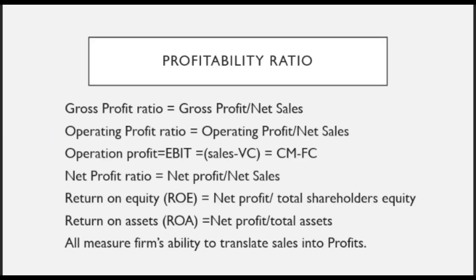Profitability ratios. Gross profit ratio is equal to gross profit divided by net sales. Operating profit ratio is equal to operating profit divided by net sales. Operating profit is equal to EBIT, which is equal to sales minus variable cost, which is contribution margin, minus fixed cost. Net profit ratio is equal to net profit divided by net sales. Return on equity is equal to net profit divided by total shareholders' equity. Return on assets is equal to net profit divided by total assets. All measure the firm's ability to translate sales into profit.